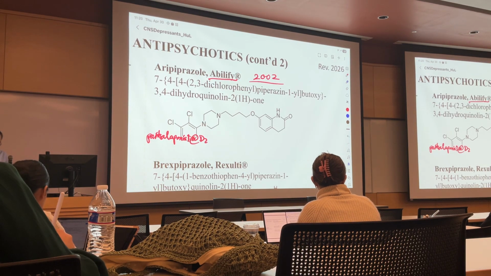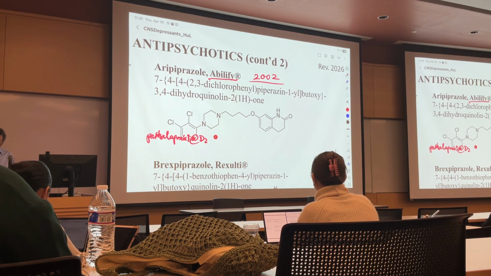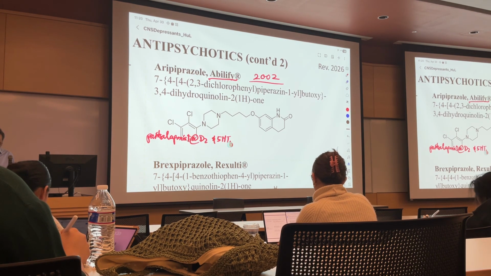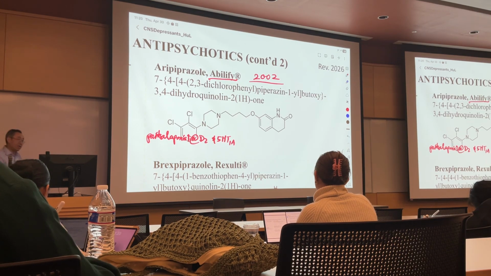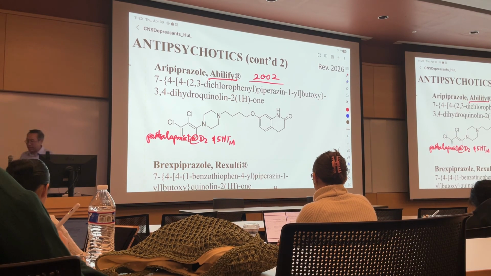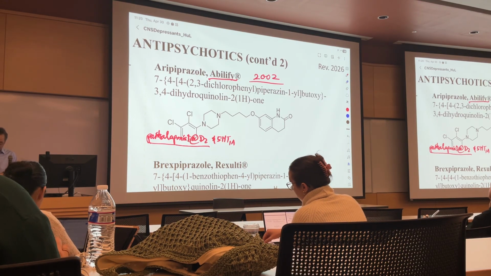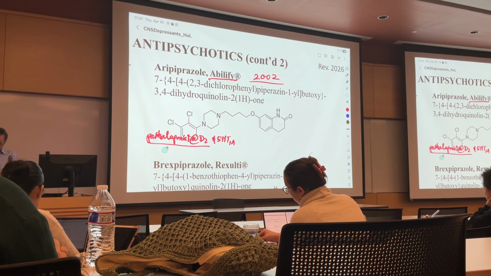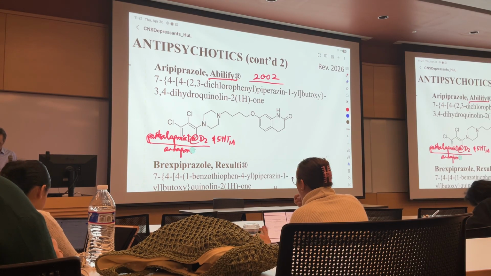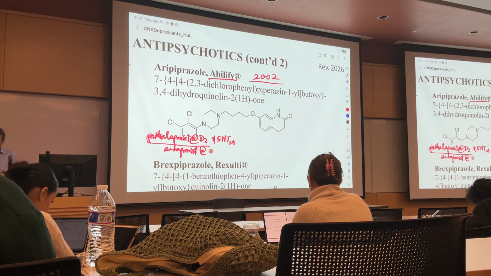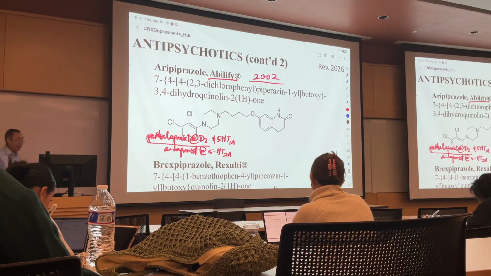In terms of its mode of action, it's known to be a partial agonist at D2, so a partial agonist at dopamine 2 receptors and also 5-HT1A. When we say 1 or 1A, we are talking about agonist activity. In this case, it's a partial agonist at D2 and 5-HT1A, which means it's not a full agonist. It also has antagonist activity at 5-HT2A.